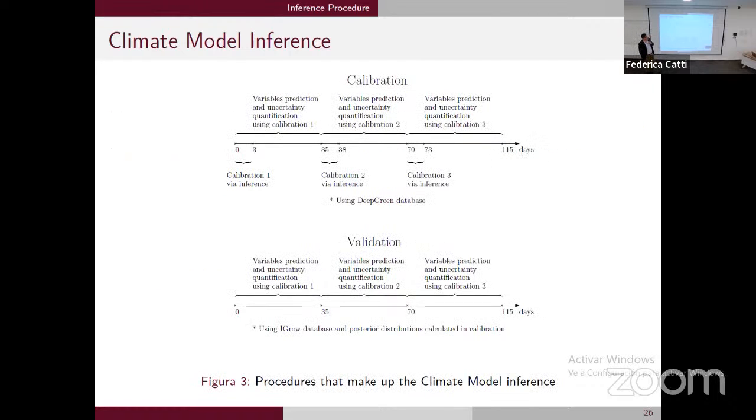Okay, the inference procedure for the climate model was divided into two stages, calibration and validation. In calibration, we took one database, and from 3 days of data, we made a parameter calibration via inference. With the resulting distribution, we predicted the climate variables and calculated their uncertainty for 5 weeks. And this was repeated 2 times sequentially. In the validation stage, from the inputs of another database, randomly chosen, and the posterior distribution obtained in the calibration stage, sequentially, we predict the climate variables and calculate their uncertainty.